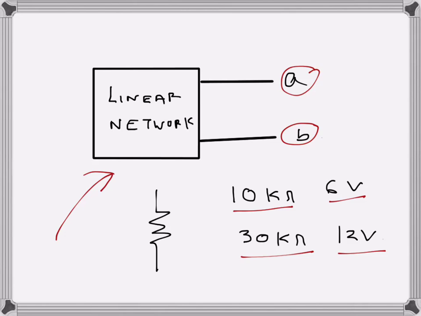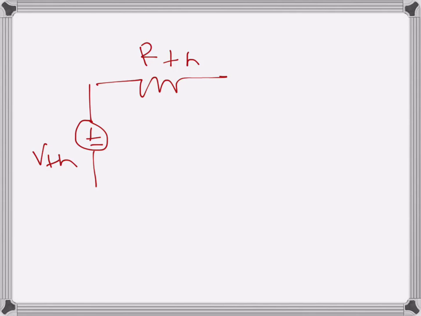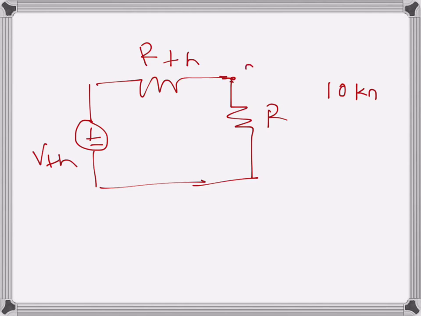In order to do that, let's assume the Thevenin's network like this. So we have a Thevenin's voltage, V Thevenin, and we have a Thevenin's resistance, R Thevenin. Let's assume this R, which is connected here: when R is 10 kilo ohms, the voltage here, this is terminal A, this is B, the voltage VAB is 6 volts, and when this is 30 kilo ohms, the voltage is 12 volts.